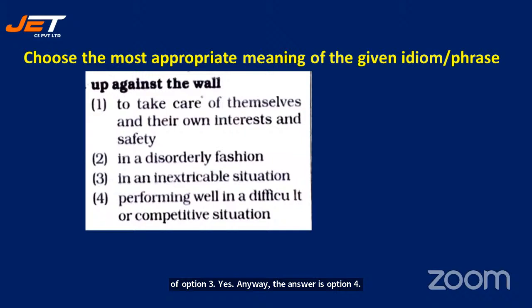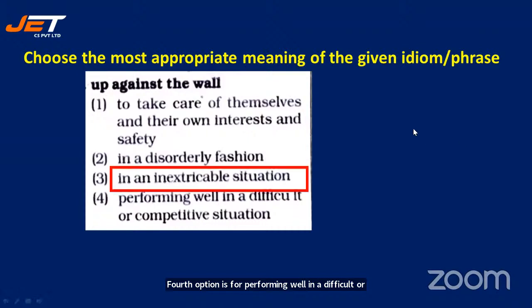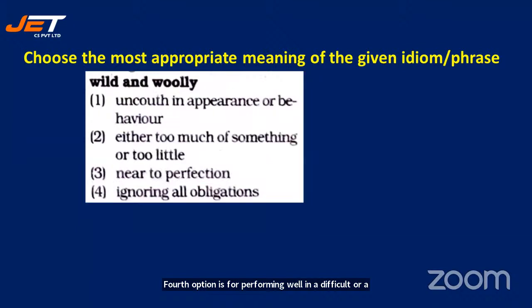See the next one. Up against the wall. Four options: to take care of themselves and their own interests and safety in a disorderly fashion in an inextricable situation. Fourth option is performing well in a difficult or a competitive situation. All right. So let's see the answer for this. In an inextricable situation. All right. Let's see the next one.